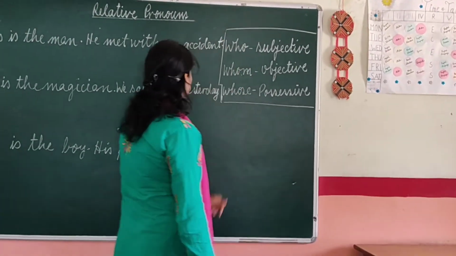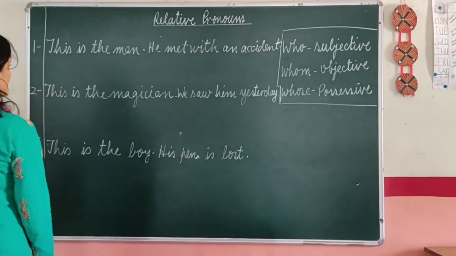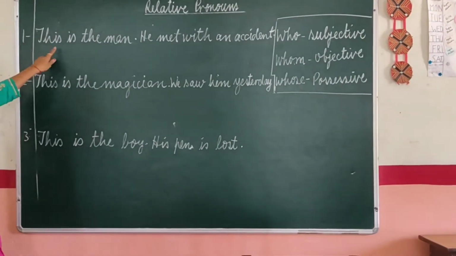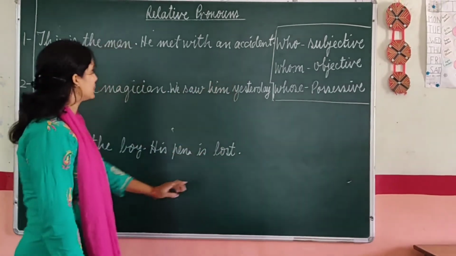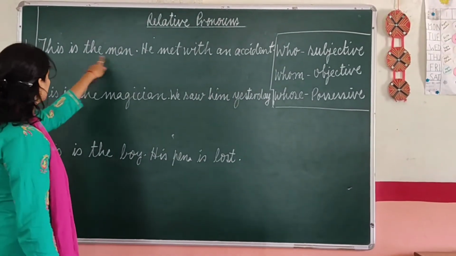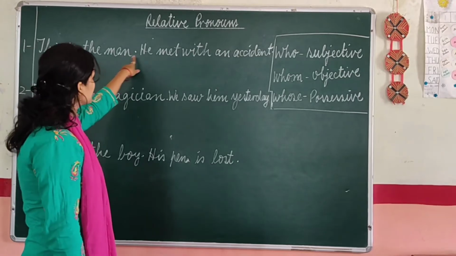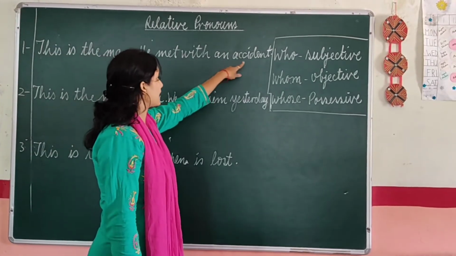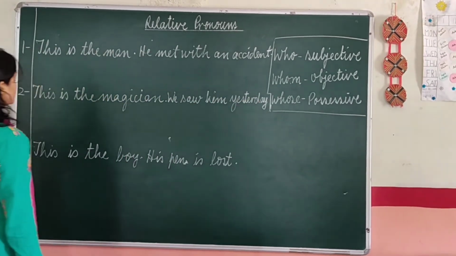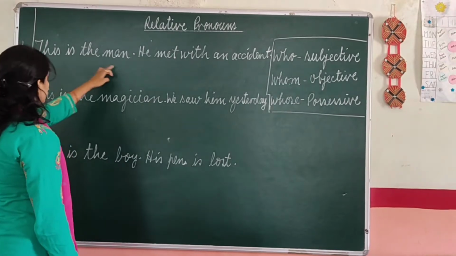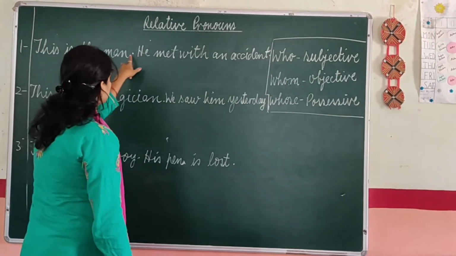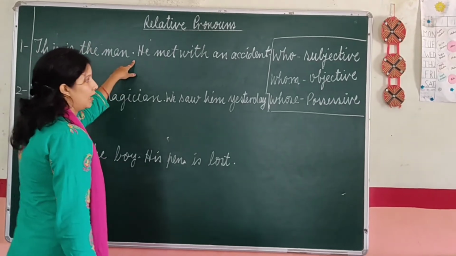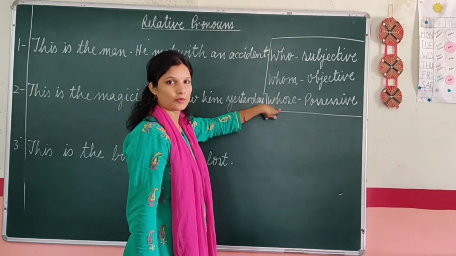So let's see how to join these sentences using these relative pronouns. This is the man. He met with an accident. You can see one sentence, this is the man. Second sentence, he met with an accident. Now you think in the first sentence we don't have to change anything. We have to join these two sentences into one. How? Using these relative pronouns.